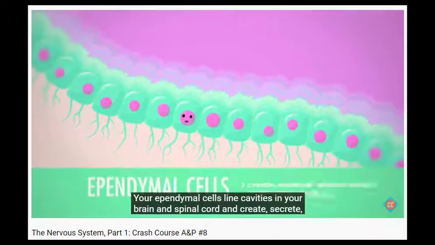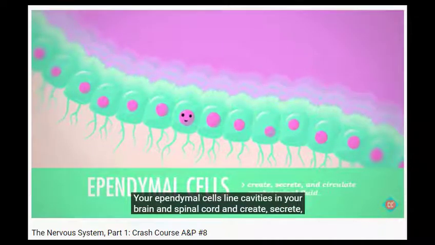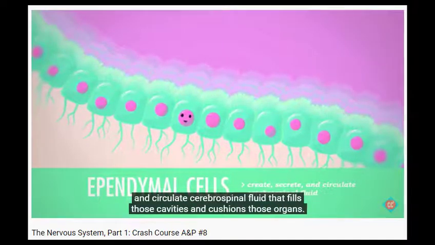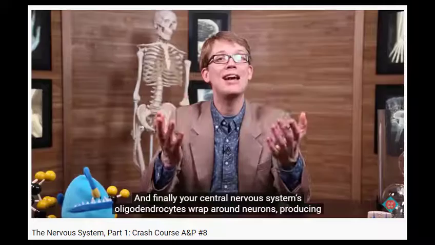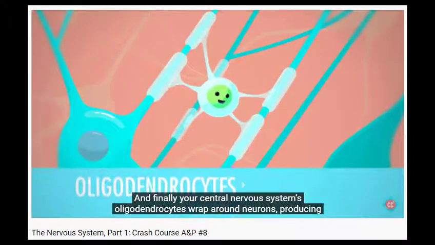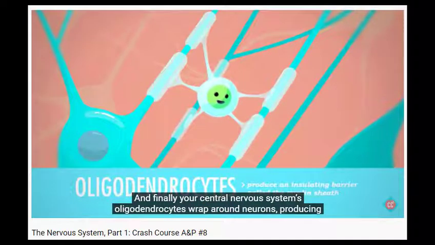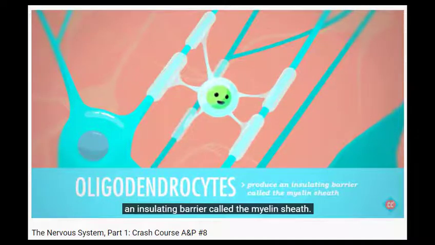Your ependymal cells line cavities in your brain and spinal cord and create, secrete, and circulate cerebrospinal fluid that fills those cavities and cushions those organs. And finally, your central nervous system's oligodendrocytes wrap around neurons, producing an insulating barrier called the myelin sheath.